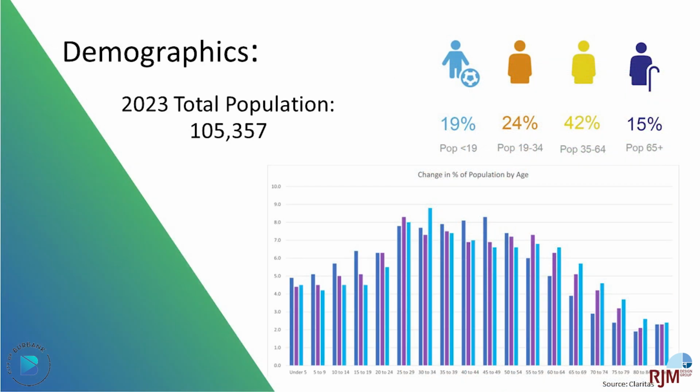We also look at the demographics. We find in 2023 the total population was just above 105,000. Some of the largest age ranges, 42%, are from the ages 35 to 64. You can also see subsequent age population breakdowns that we review in efforts to assess who the community is and how they might recreate in the future.